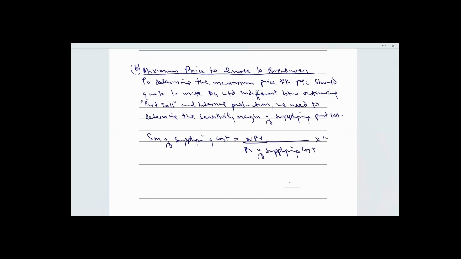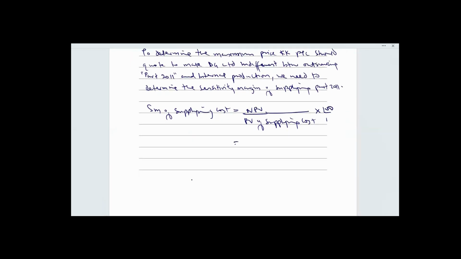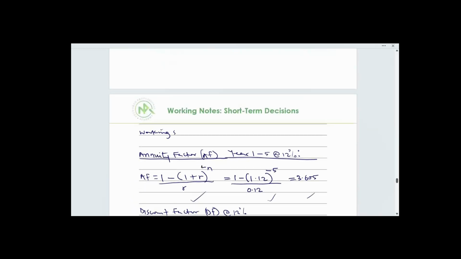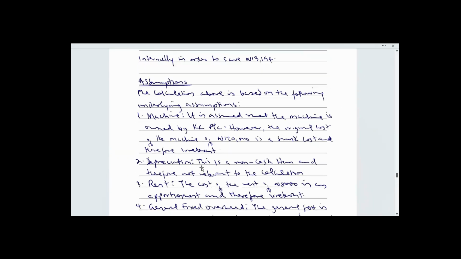All of this multiplied by 100 over 1. So I would then say the NPV is the savings we have achieved. Savings of 13,194 divided by the PV of supplying cost. Okay, let me go back there. Our saving is 13,194, which is the net present value in this case.